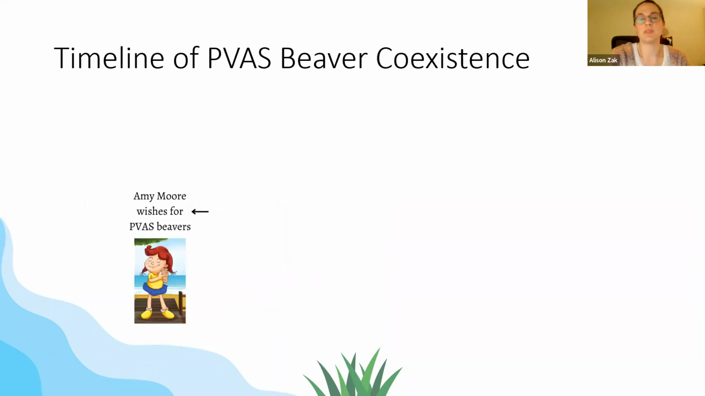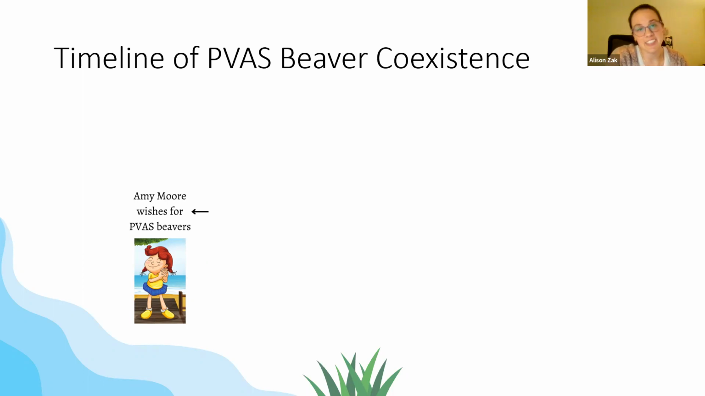So first, what I'm going to do is talk about beaver coexistence at Potomac Valley Audubon Society, and then we're going to zoom out and talk more just about conflict and coexistence with beavers in general. So the timeline for PVAS coexisting with beavers begins with educator and naturalist Amy Moore just wishing for beavers to live at PVAS.